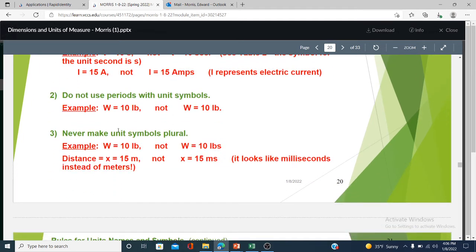Also, with pounds, a lot of times we think we're supposed to put a period here, right? Well, you don't. You just write it out as 10 lb without a period, and no comma either. So it's just 10 lb. And you don't make it plural like this. It's not plural. This is the way it should be written out. That's the correct way of doing it.